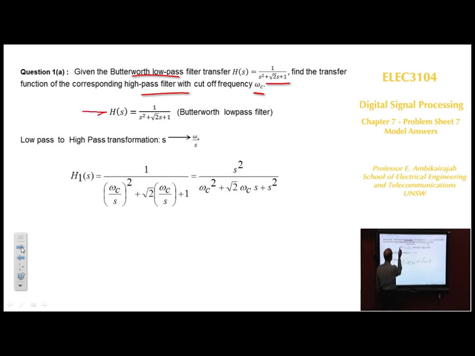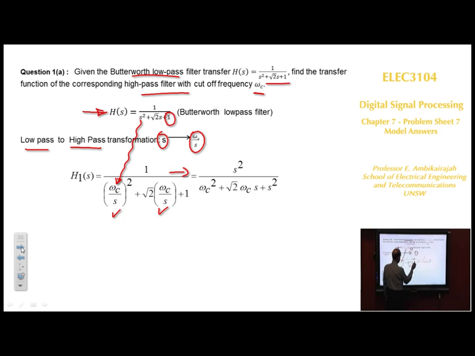So you write down the normalized Butterworth filter, because normalized means omega c is one here, and then you do a low pass to high pass transformation. That is, wherever there is S, you replace it by the cutoff frequency divided by S. So here for S, we are going to substitute omega c over S, and then you simplify this one.